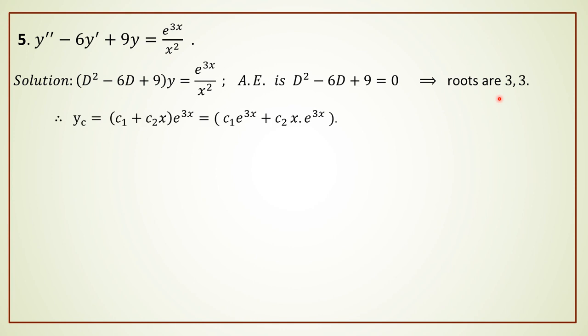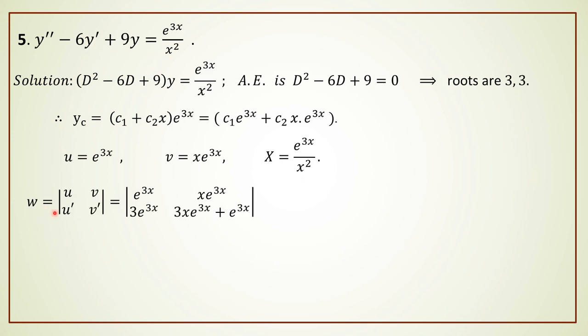Hence, I can write the corresponding complementary function yc is equal to (c1 plus c2 x) into e to the power 3x, which is equal to c1 e to the power 3x plus c2 x into e to the power 3x. The term associated with c1 is u over here. So, u is e power 3x and v is x into e to the power 3x. And capital X over here is e to the power 3x divided by x squared. So let me compute the Wronskian of u and v.